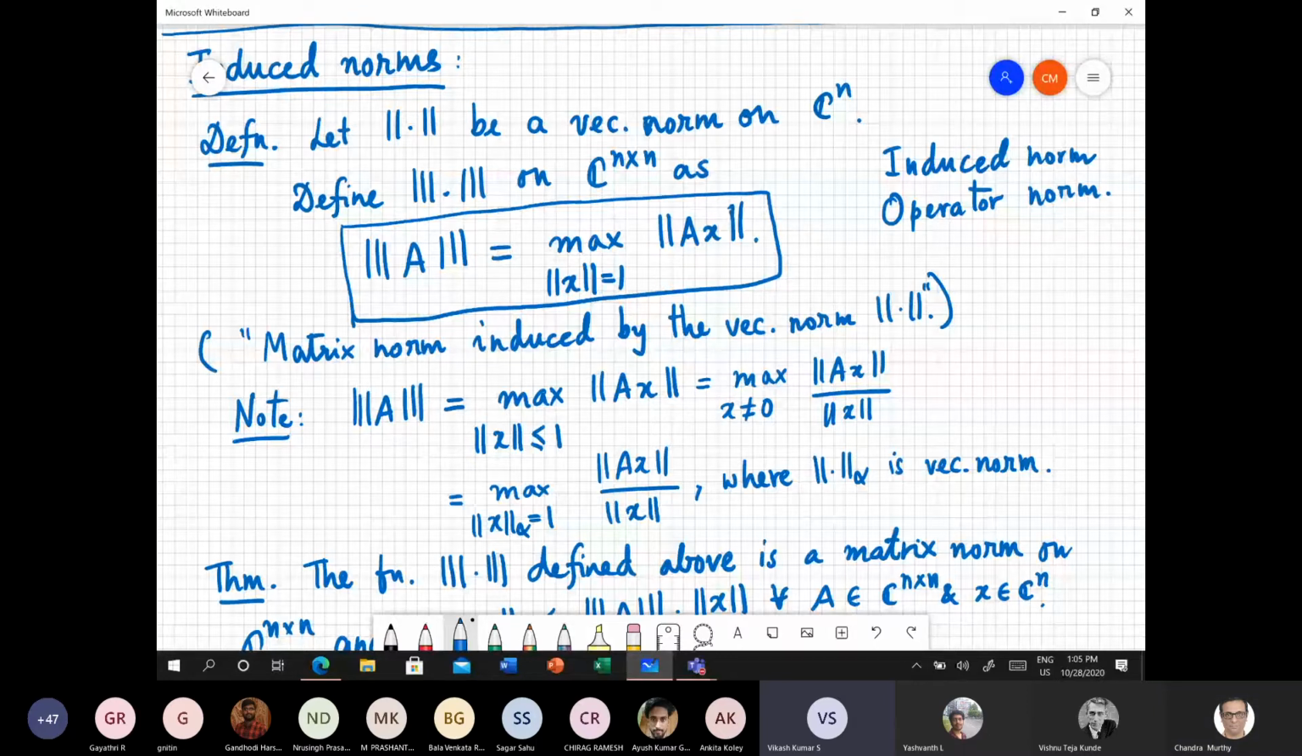And sir, can you please explain that part again? I could not understand why this max of norm of Ax over norm of x less than or equal to 1 should be equal to norm of A.